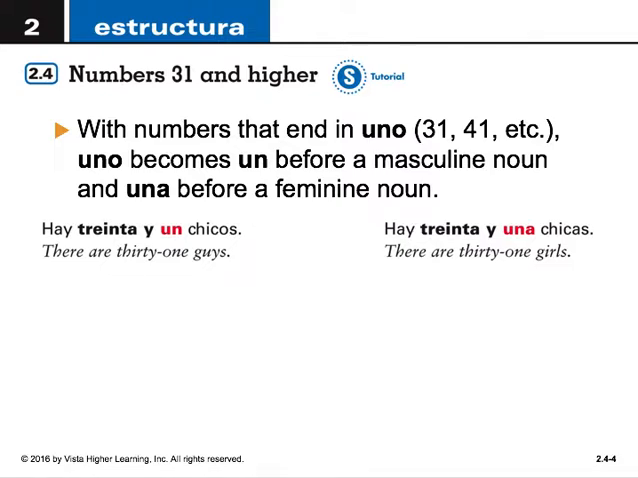With numbers that end in uno, like 31, 41, etc., uno becomes un before a masculine noun and una before a feminine noun, just like with 21. For example, hay 31 chicos. There are 31 guys. Or hay 31 chicas. There are 31 girls. Same thing would be with 41. Hay 41 chicos. Or hay 41 chicas.